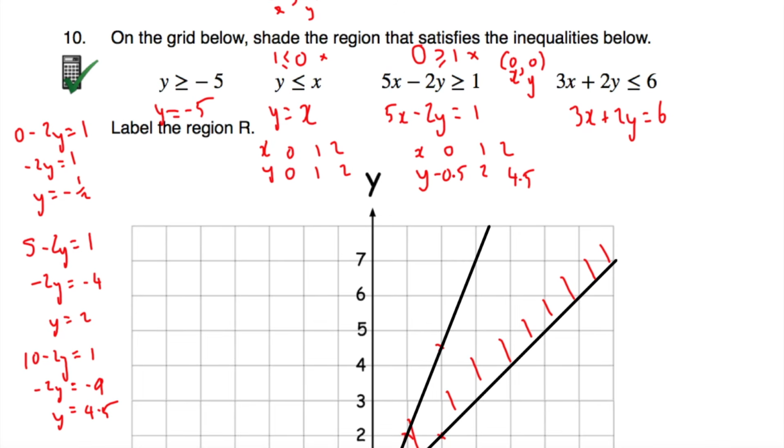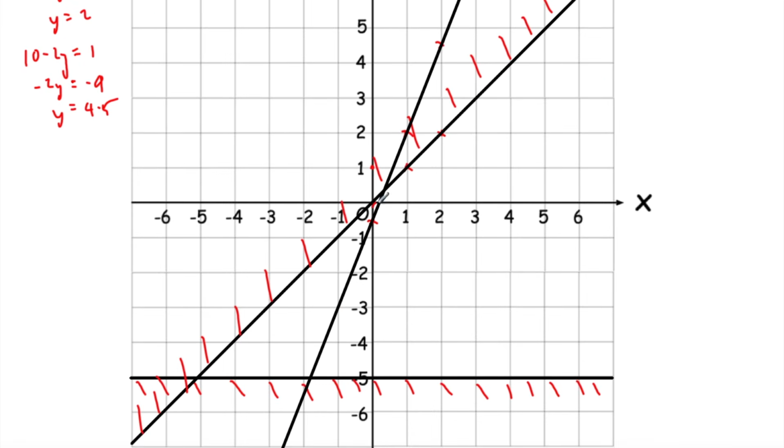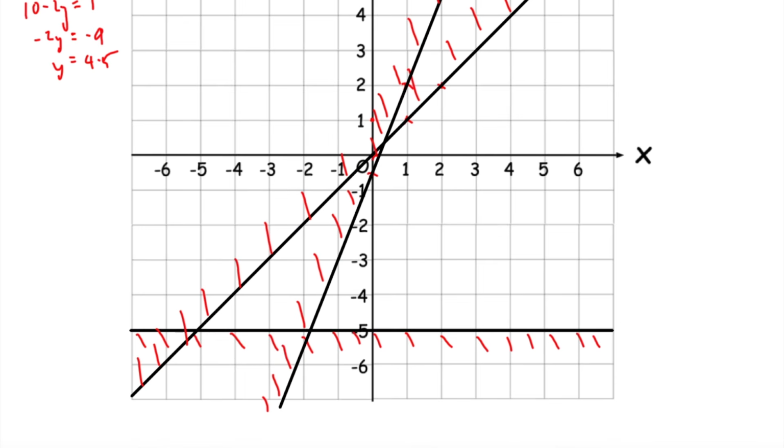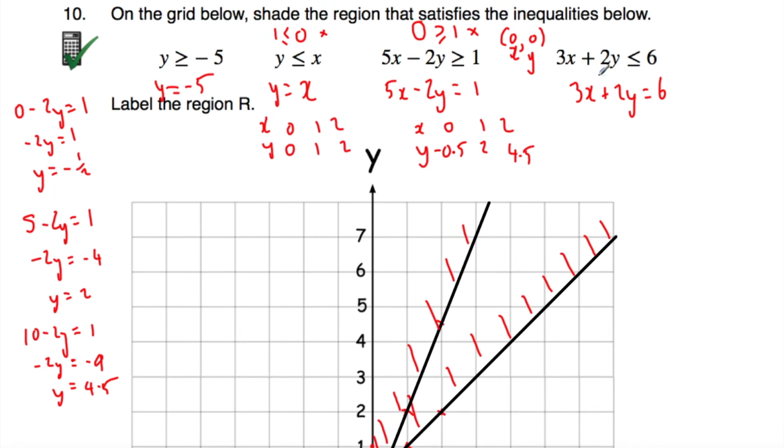So that means the origin's on the side that we're going to reject, because we want the other side. So we don't want this side, we want this side. So let's just reject above that diagonal line. Okay, so we've rejected above that diagonal line. And then we've got our last inequality here: 3x plus 2y is less than or equal to 6. So we're going to draw the graph of 3x plus 2y equals 6, and then we can figure out which side of the line we want to accept and which side we're going to reject.